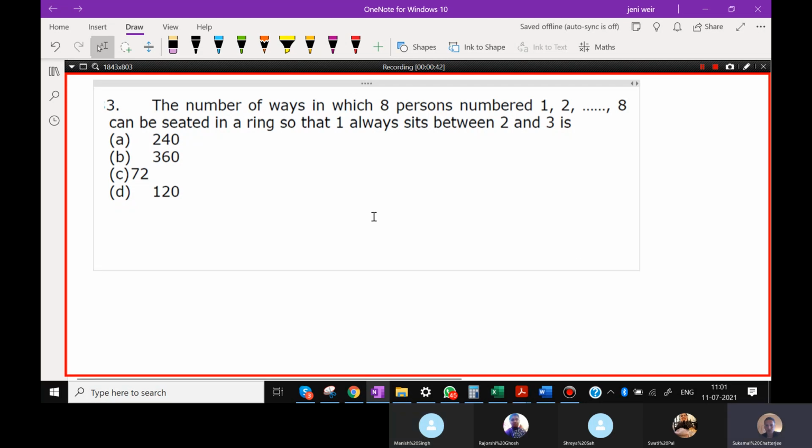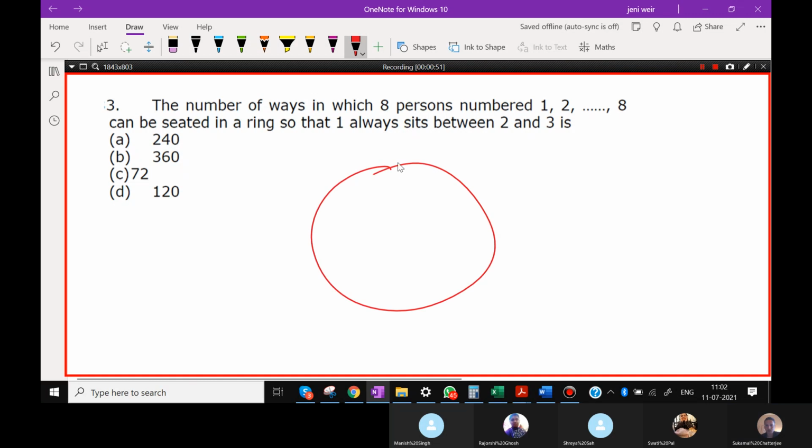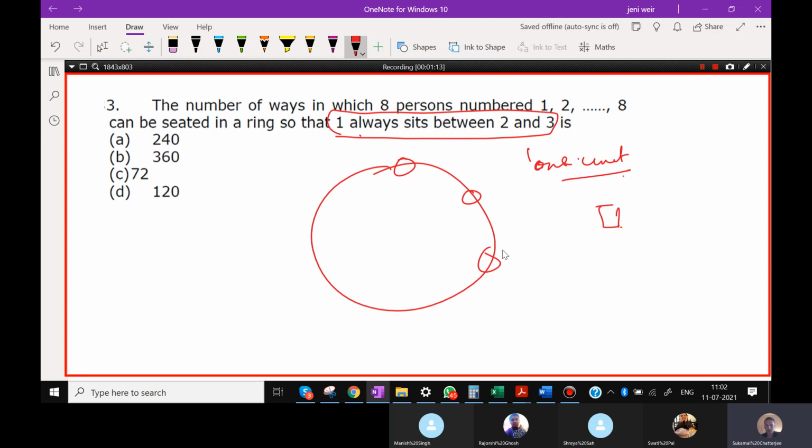So as you can see, there are 8 people and they have to be seated in a ring, right? So that means 1, 2, 3, etc. This is how they'll be seated. And 1 has to sit between 2 and 3 means we'll consider this as one unit. So if I consider this as one unit and take them out as one group, I'm left with 5 others. So the total number of groups or people to be seated is 6, and that has to be seated in a circular arrangement.